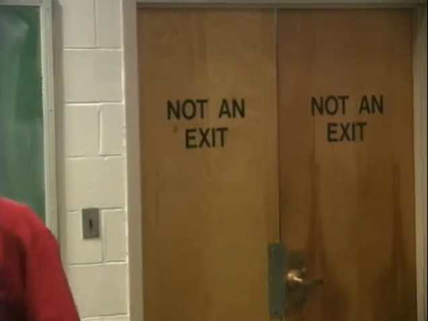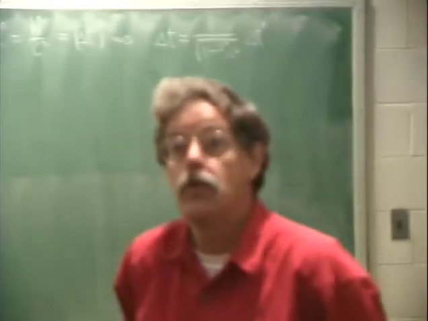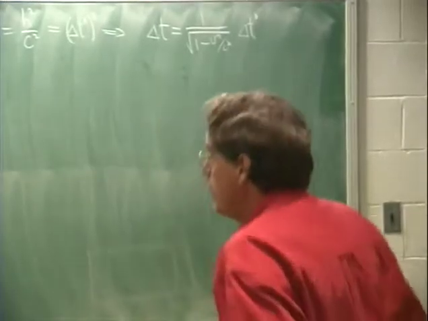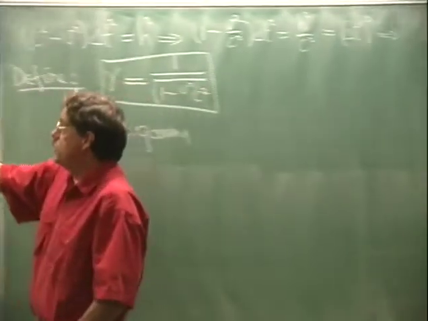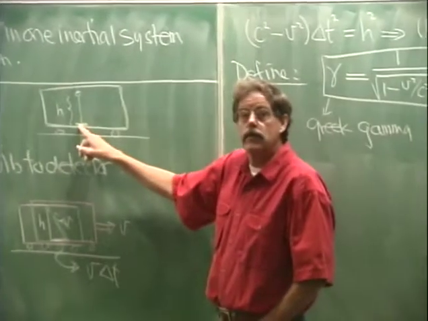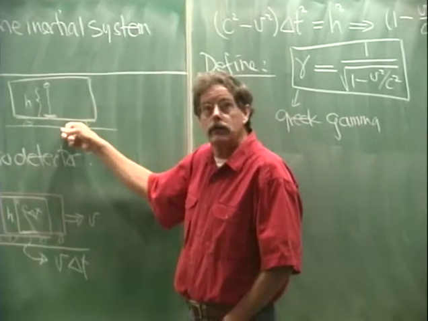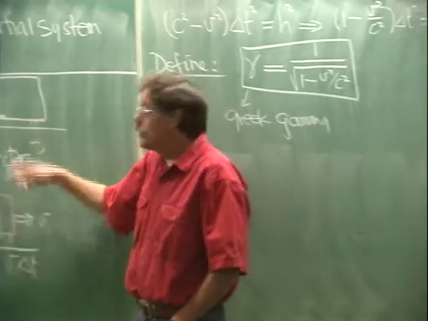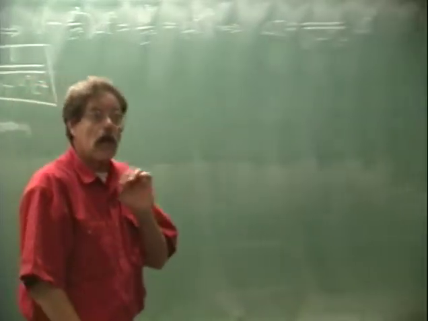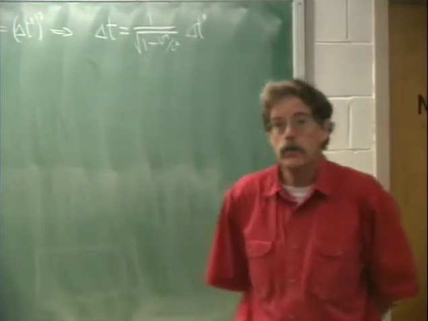What is delta t prime? Delta t prime, remember, was the time it took the signal to get from the bulb to the detector according to an observer who's on the train. Delta t is the time it took for exactly the same process according to an observer on the ground.